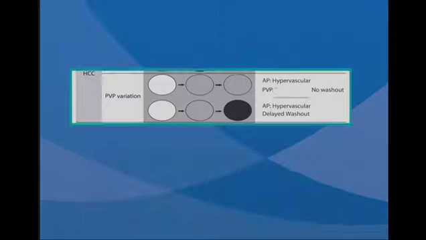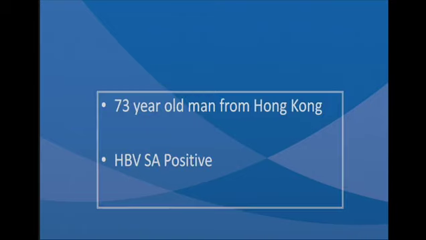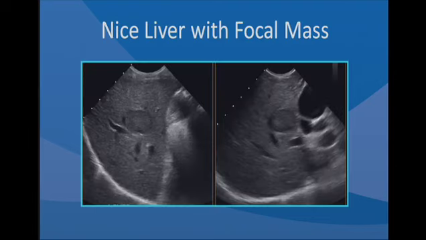However, if we concentrate on the issue that we're dealing with, we can see that the portal venous phase variations include hypervascularity in the arterial phase with no washout on the top line or delayed washout on the bottom. So let's look at such an example. Here's a 73-year-old man from Hong Kong who's hepatitis B virus surface antigen positive. So when we look at him, we see a very nice liver without any stigma of cirrhosis.